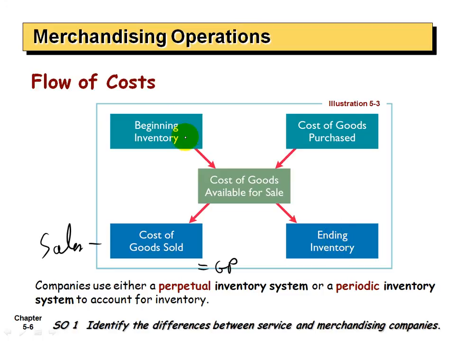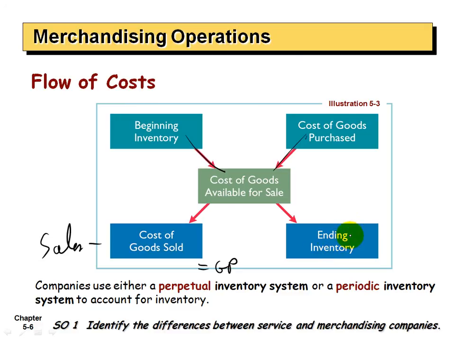Okay, beginning inventory plus the stuff you buy during the year, called cost of goods purchased, is equal to the maximum you can sell at your cost, called cost of goods available for sale. And there's only two things you do with this. Either you sell it, cost of goods sold, or you don't. Stuck here as ending inventory at the end of the month or end of the year.